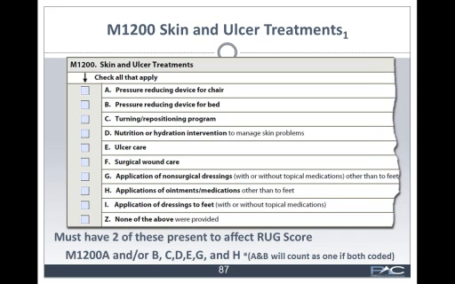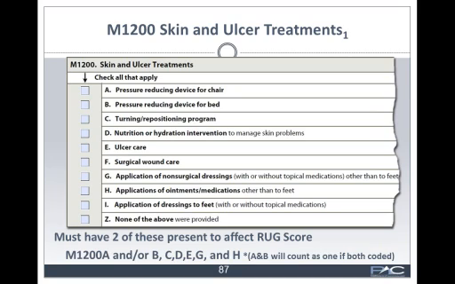And this one, so M1200, this is where we start really digging into your reimbursement and where your appropriate documentation, A, for an accurate MDS, B, to help with the care plan, and C, to make sure that you're categorizing appropriately into the correct RUG score and receiving the reimbursement that's appropriate for the services you're delivering to the resident. So just go through these briefly.